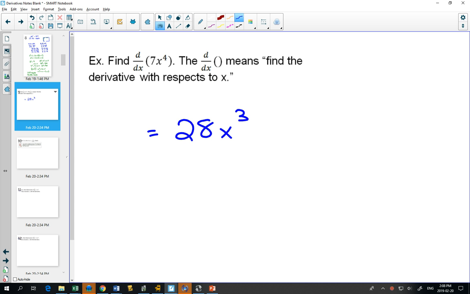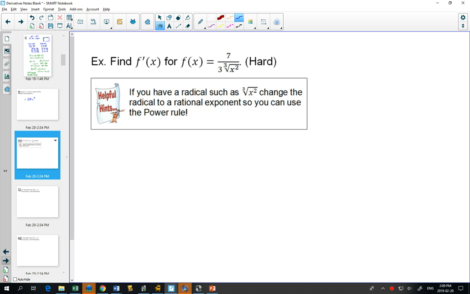So these ones that are straightforward powers, it's really easy to use the power rule. Sometimes we get ones that aren't straightforward powers. Ooh, this one is about as hard as I can make a power rule. I've got the cube root of x squared on the bottom.